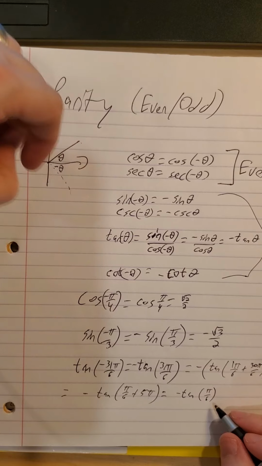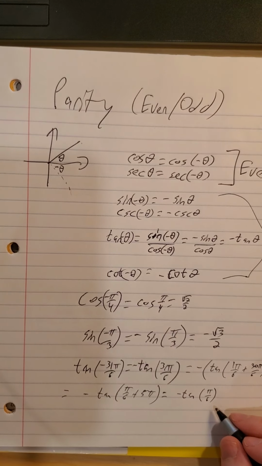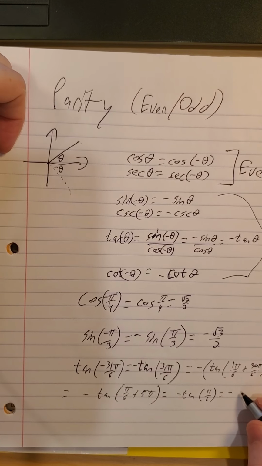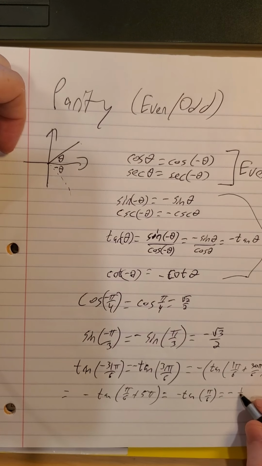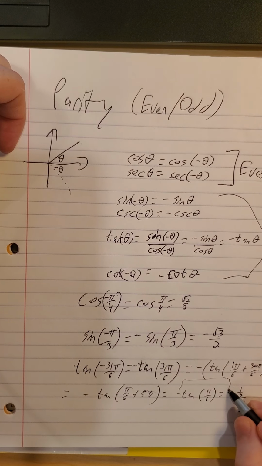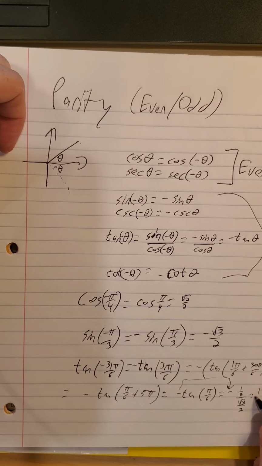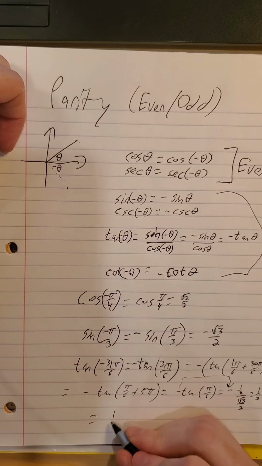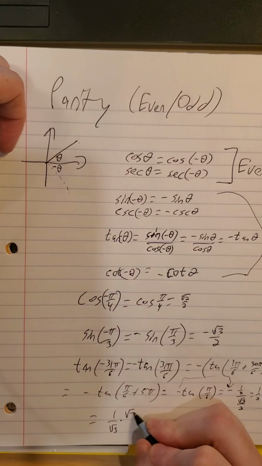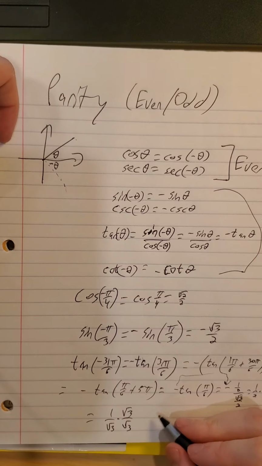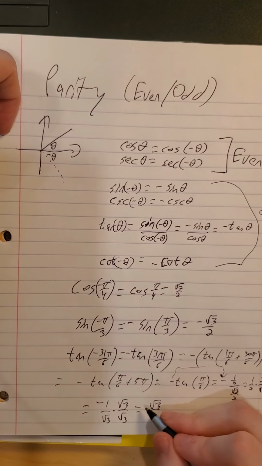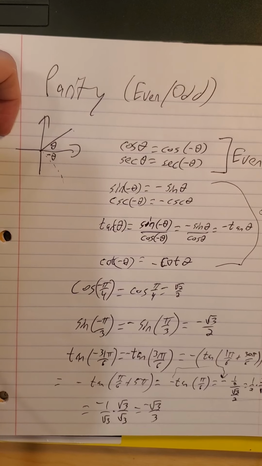So at pi over 6, 180 over 6 is 30, so 30 degrees. Our sine is at 1/2, our cosine is at root 3 over 2, and I'm just carrying this negative sign along. So 1/2 times 2 over root 3, so that is 1 over root 3, and then just rationalize it. So root 3 over 3, and we bring our negative sign along.